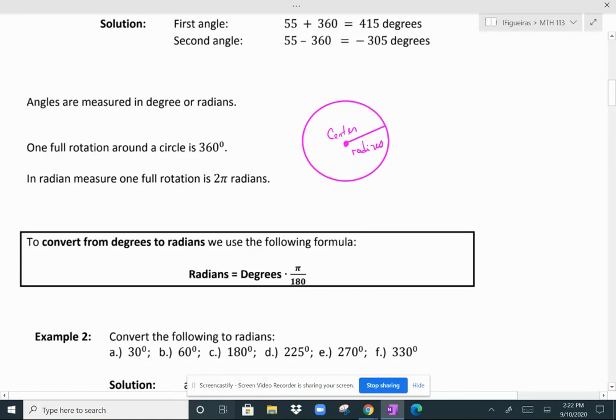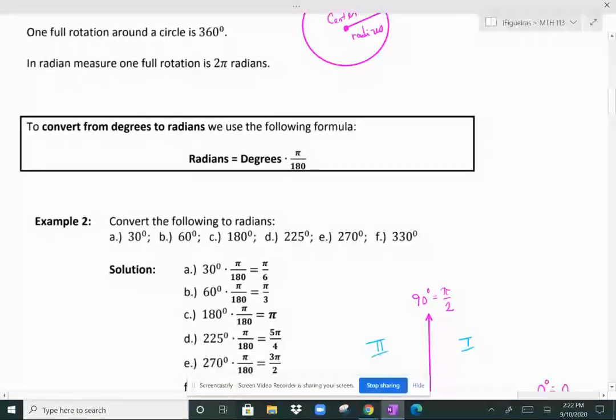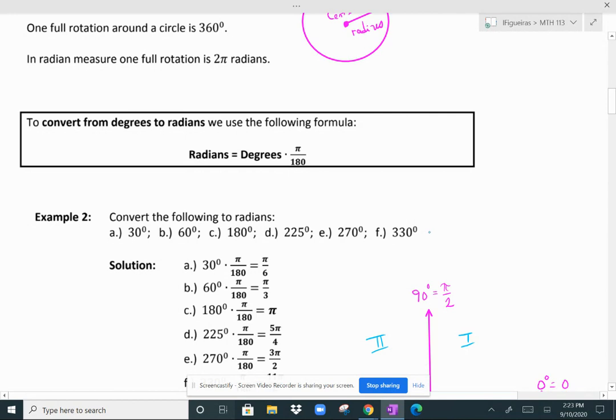So to convert from degrees to radians, we use this formula. If you want to convert a degree measure to radians, you multiply it by pi over 180. You take your degrees, multiply by pi over 180, simplify as much as possible, and that would give you your radian measure. So here are a few examples, and these are angles that are pretty common and that we should become familiar with. So we want to convert all of these angles to radian measure.